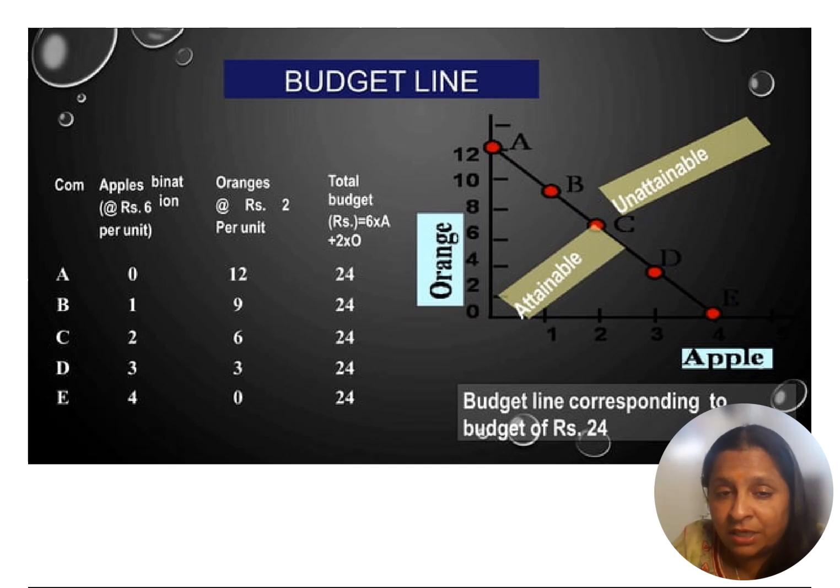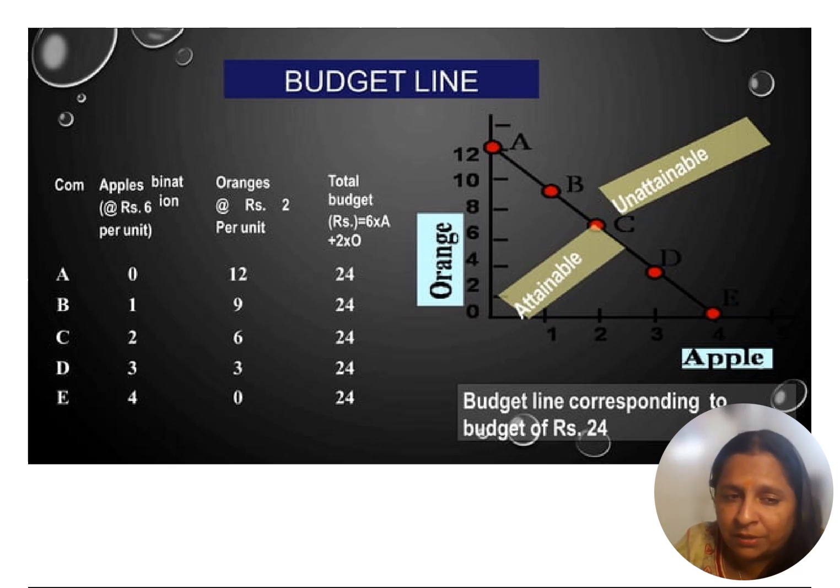Budget line means if I spend the whole amount on oranges, I get 12. If I spend the whole amount on the X good, I get 4. So this is my total budget, meaning I want to spend 24. 24 means we check the prices. Say orange is 2 rupees. So if my whole income is spent on oranges, 2 into 12, that is 24.